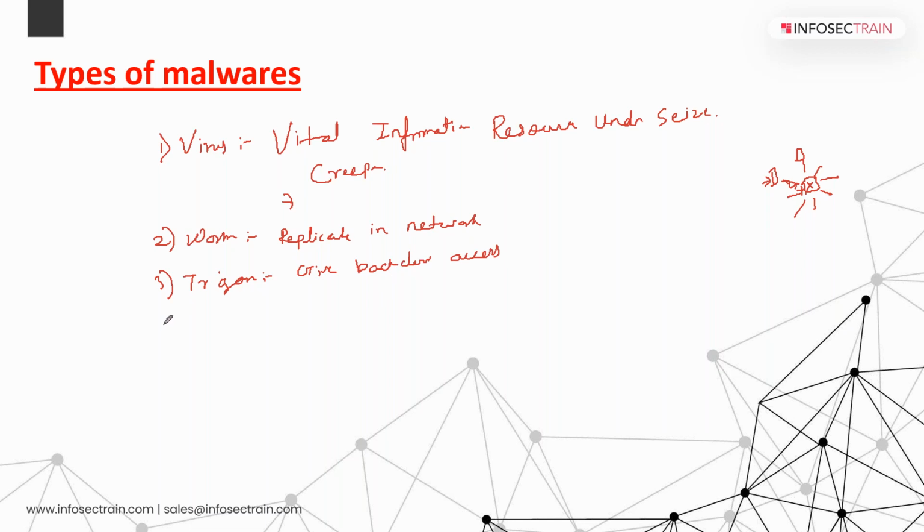Okay, we have spyware as well. Now what does spyware do? Always remember, spyware is going to attack your browser. It's browser specific. It is going to steal information from your browser, all your history, all your cache. That's browser specific.